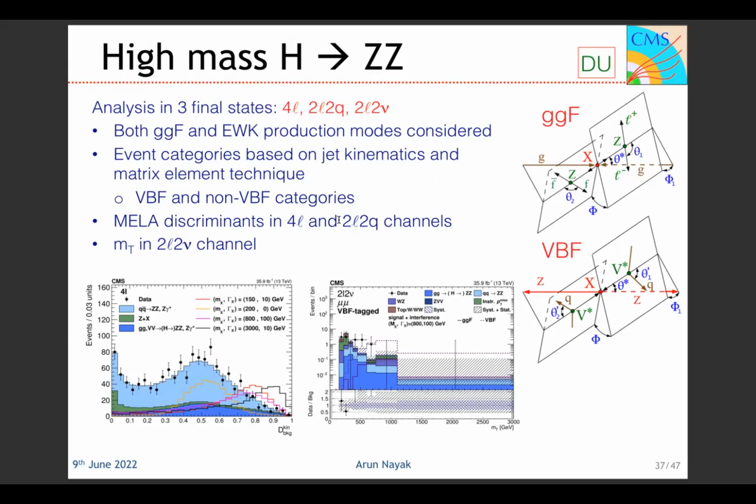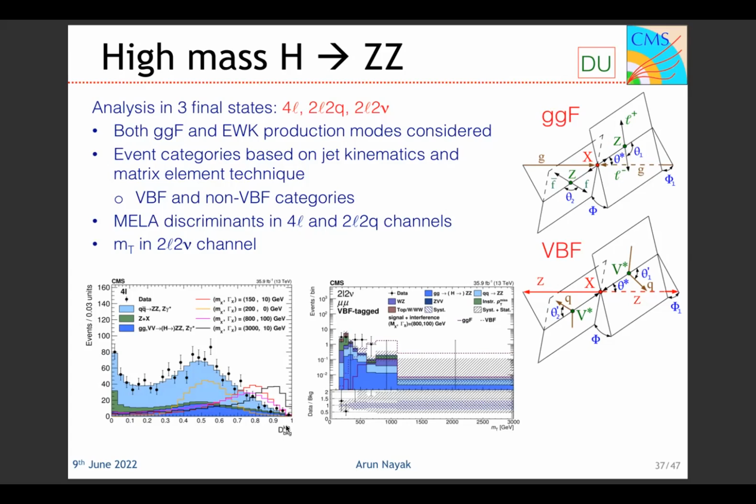And they use this so-called Miller discriminant in the 4 lepton and 2 lepton 2Q channels, where the Miller discriminants are constructed from the angles that you can see in this plane. So there are 5 angles, I think, defined in this plane for gluon fusion and VBF production processes. And in the case of the 2 lepton 2 neutrino channel, they use the transverse mass to extract the signal.